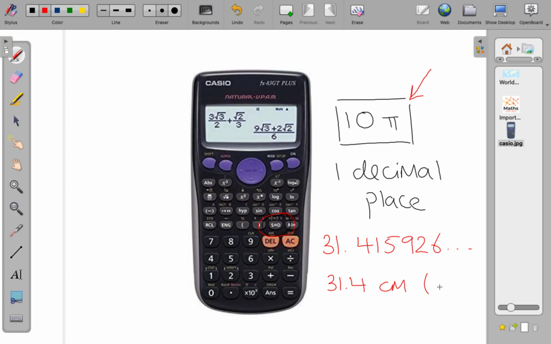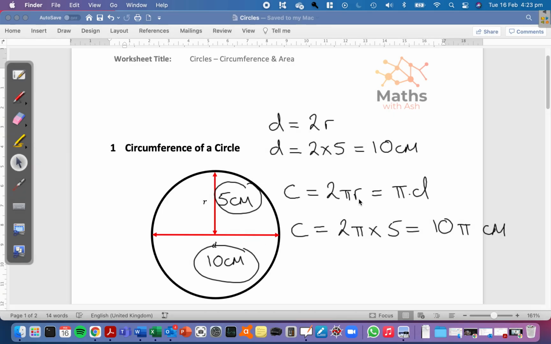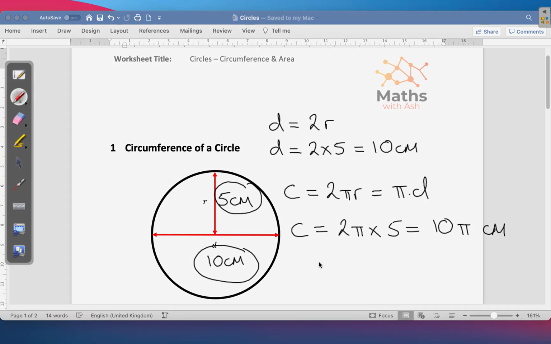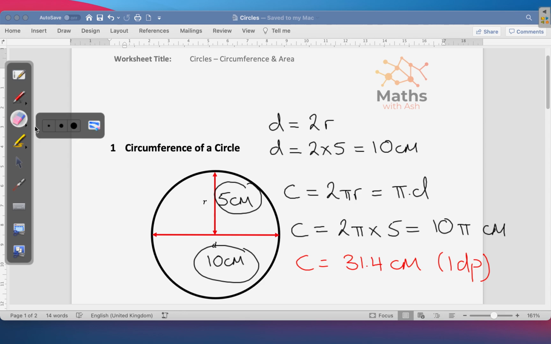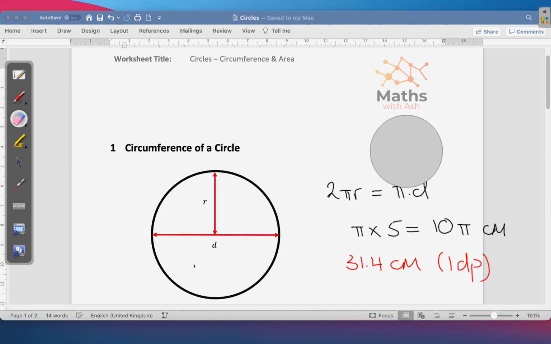And whenever we round, we always write what level of accuracy we've given our answer to. So one decimal place. So the answer to this one will be 31.4 centimetres. So that would be circumference is equal to 31.4 centimetres to one decimal place. Now let's look at areas instead.